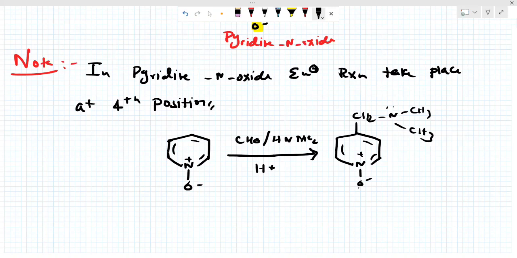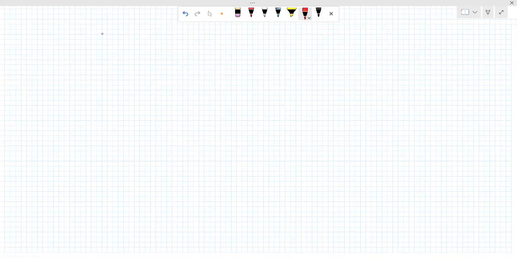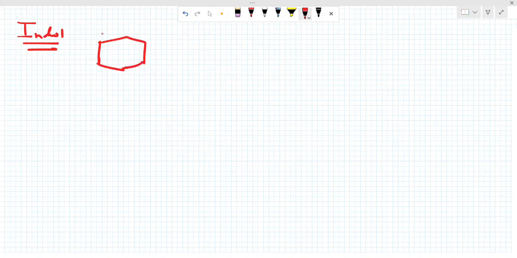Next, indole. Now what is the molecular formula? One is a 6-member ring, one is a 5-member ring. One is a pyrrole-like structure, so pyrrole only, and one is a benzene. This is the indole structure. Listen, now what are the positions of indole? Very important, please note: 1, 2, 3, 4, 5, 6, 7, 8.